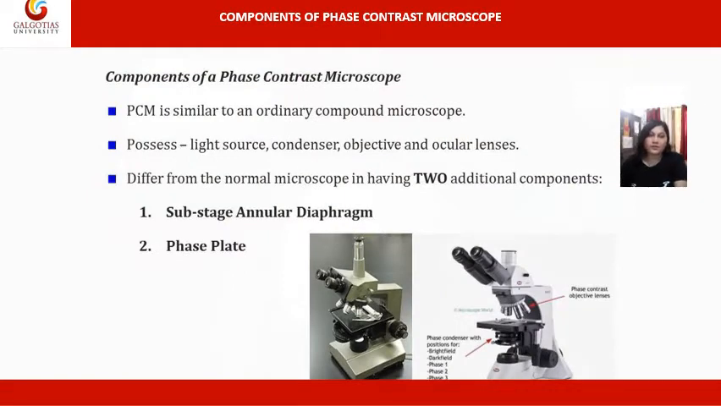Now, coming to the instrumentation of phase contrast microscope. As I already told you, the PCM is similar to an ordinary compound microscope. It possesses light source, condenser, objective and ocular lenses that we have learned in the instrumentation of compound microscope. But the PCM is different from the normal microscope in having two additional components, and these additional components are the sub-stage annular diaphragm and the phase plate.